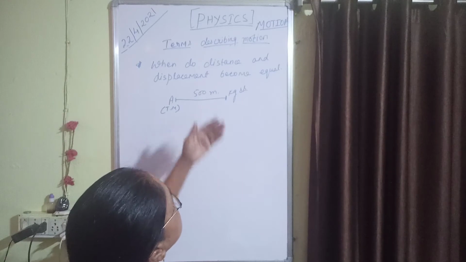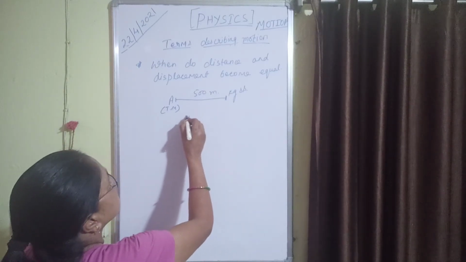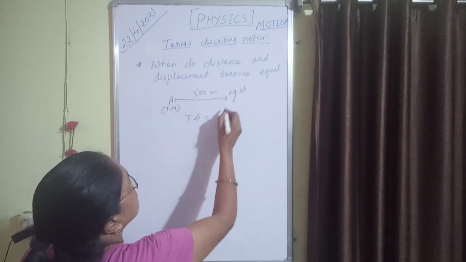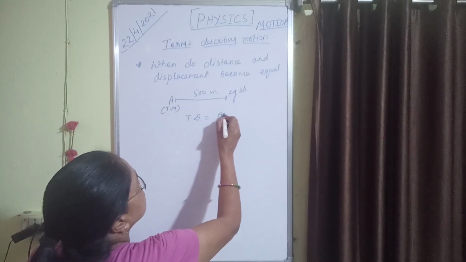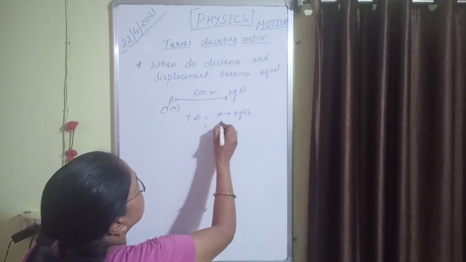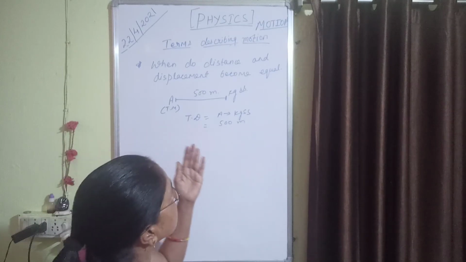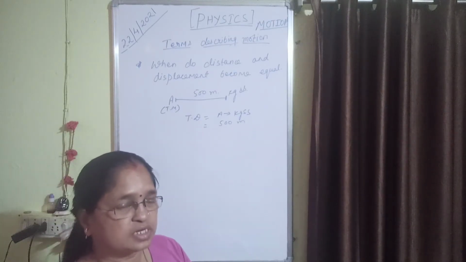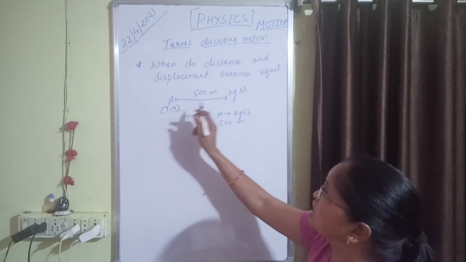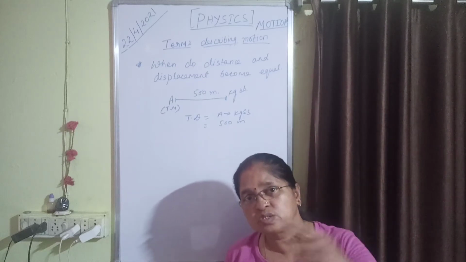In this case, what is the total distance? Total distance is AB, that is A to KGSS. So we can write 500 meter. And displacement, where we are finding the shortest distance from A to KGSS, from Thana Mod to KGSS, there is no shortcut. So there is only one way.